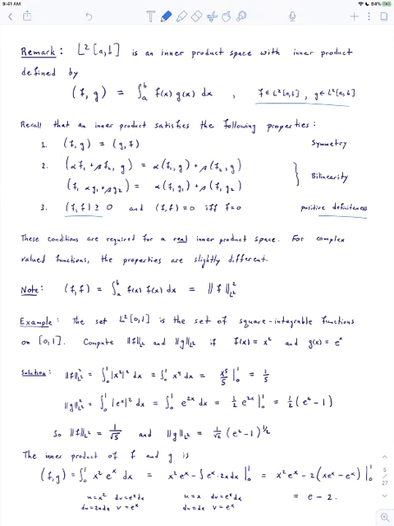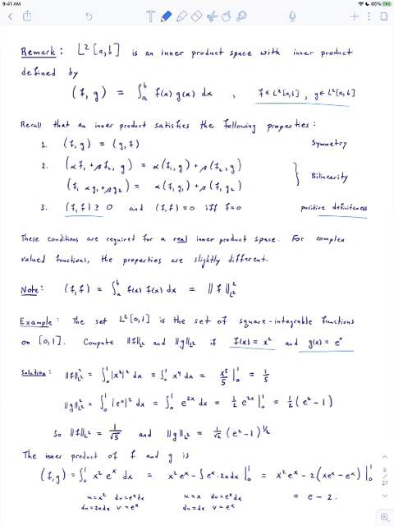Okay, so let's look at some examples. Consider the set L2[0,1]. This is the set of square integrable functions on [0,1]. We want to compute the L2 norm and the inner product of both f and g for certain functions. So let's say that f(x) is x squared and g(x) is equal to e to the x. So we want to compute their L2 norm.